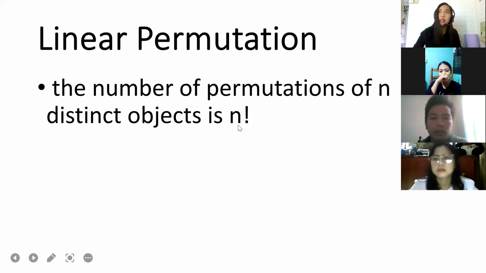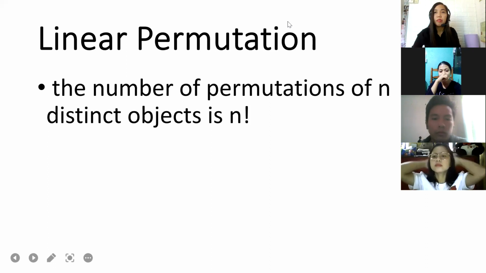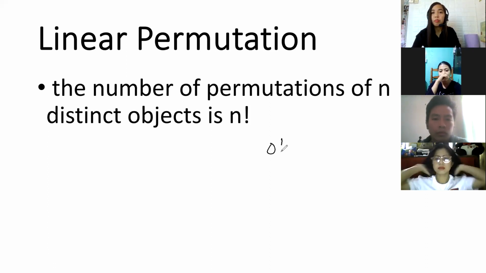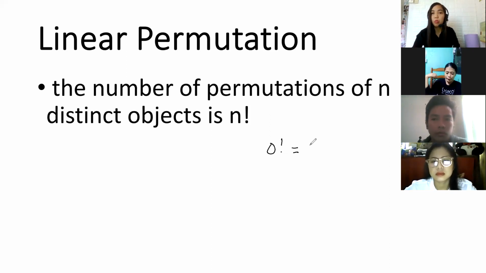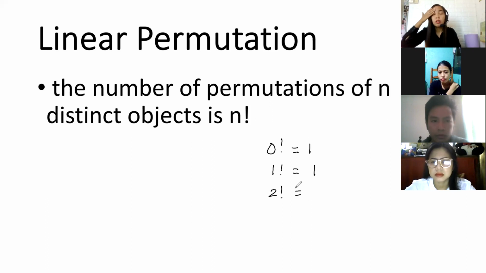Again, factorial is a product of counting numbers, right? When we say counting numbers, we start with 1. That's why 0 factorial is equal to 1, and 1 factorial is also 1. 2 factorial is the product of counting numbers up to the n.